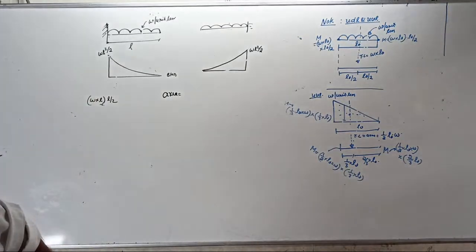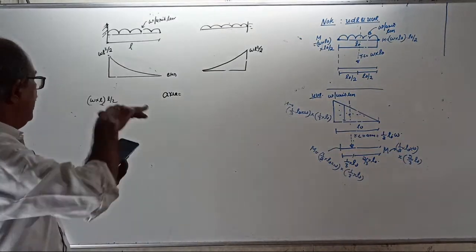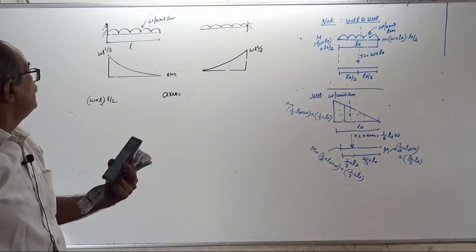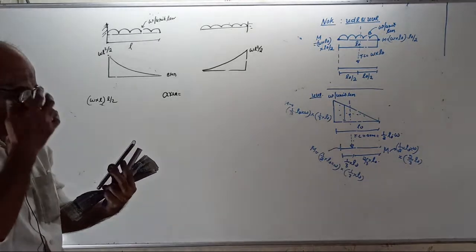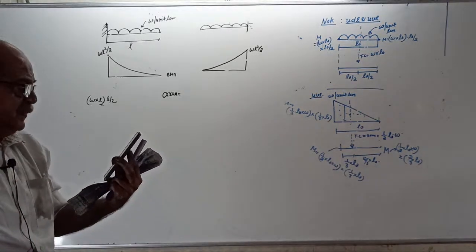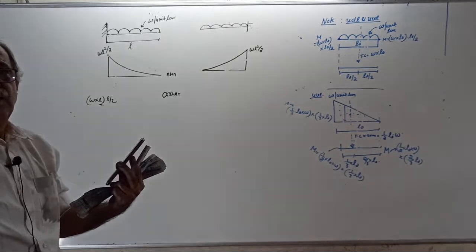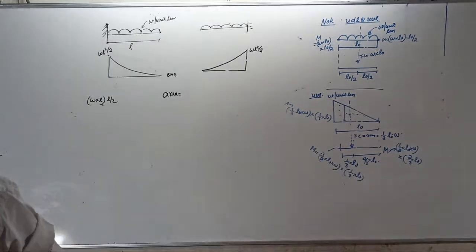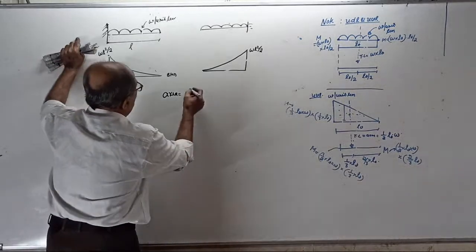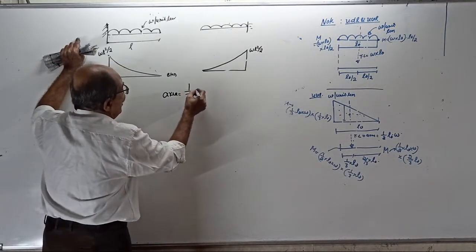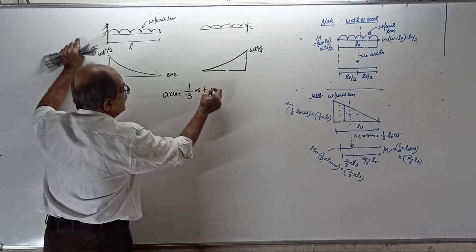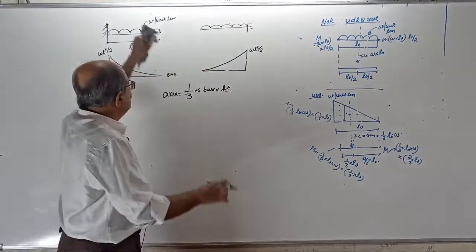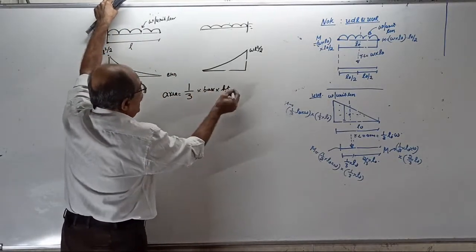Because it is this way, tell me, is the area less than the triangle or more than the triangle? First, common sense. Think a little and tell me. A triangle is half base into height. Less. Now, area equals, remember, 1/3 of base into height.